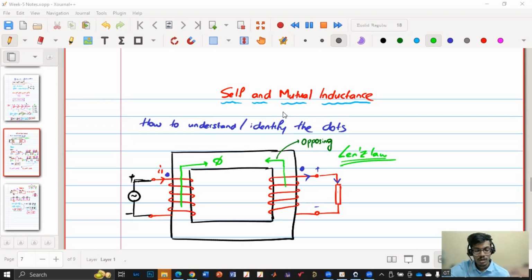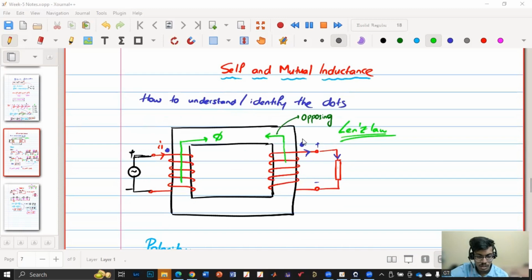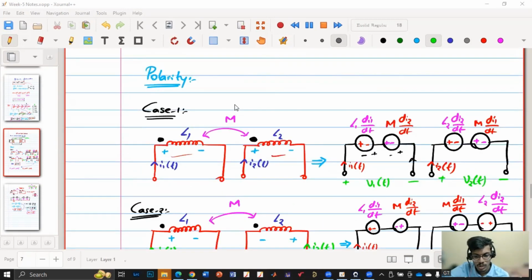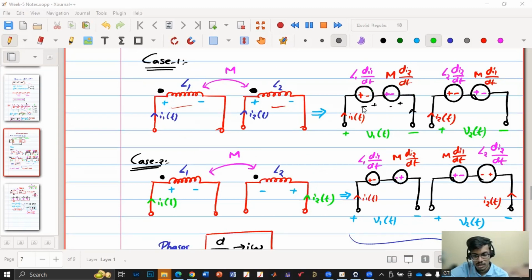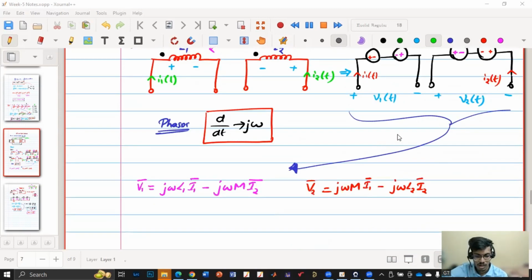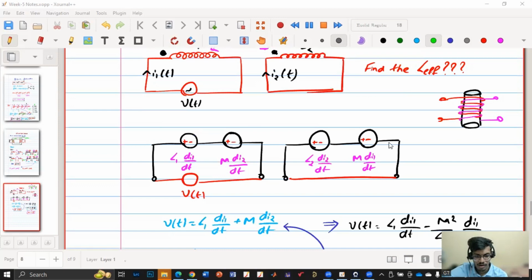Okay. So in the second part, we discussed self and mutual inductance, where in the earlier discussion, we discussed how to identify the dots using Lenz law, and we understood the dot convention. Then using that, we understood the polarity. There are two cases. In case one, they have the same polarity if the currents are either entering or leaving the dots. In case two, if one is entering and the other is leaving, they have the opposite polarity. And using one quick example, we understood the polarity.